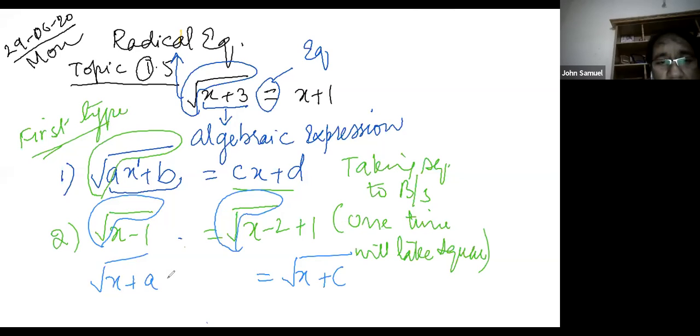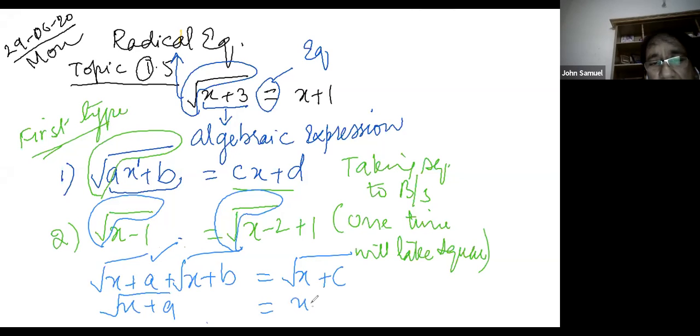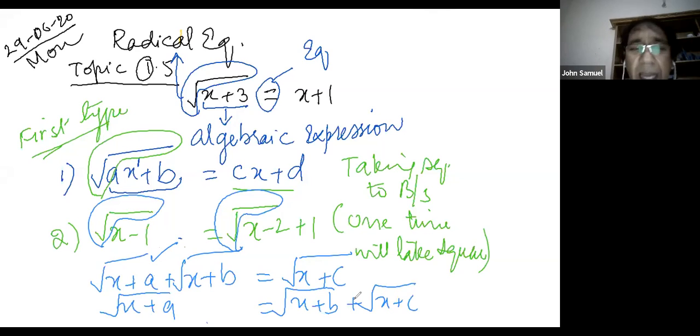Very carefully, again I'm writing: square root of x plus b, square root of x plus a, is equal to c. It may be like this. This could be like this: square root of x plus a, and square root of x plus b, plus square root of x plus c. So if the radical sign is on both sides, this is its second type.